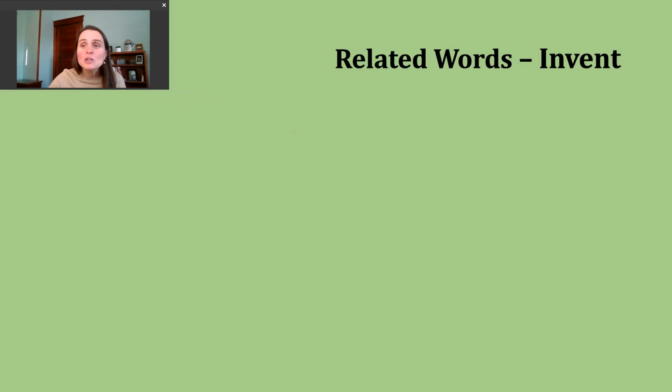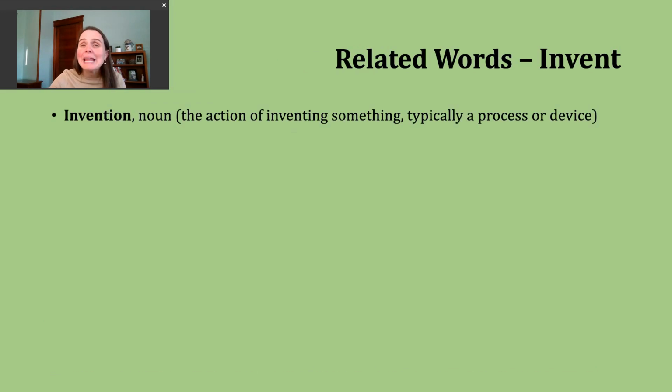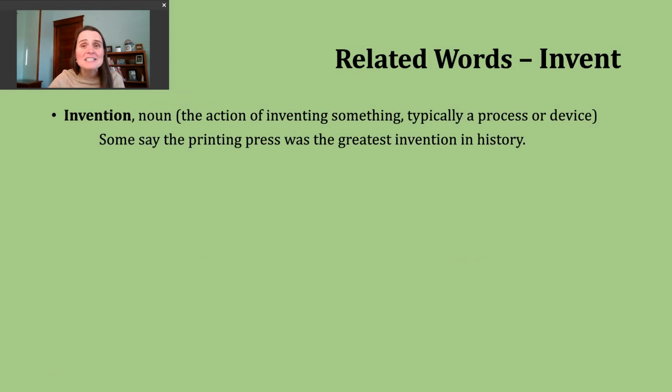Now, let's spend a moment looking at some words that are related to our verb invent. And today's first word we're going to discuss is the noun invention. Invention. This is the action of inventing something. Many times we're describing some type of process, maybe a device, an object. An example of this might be, some say the printing press was the greatest invention in history.